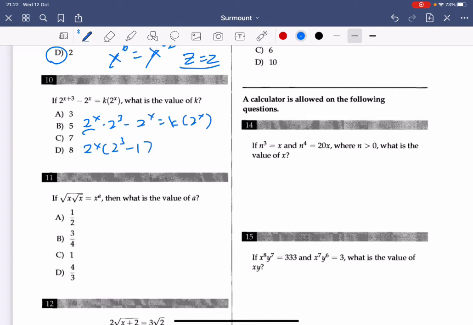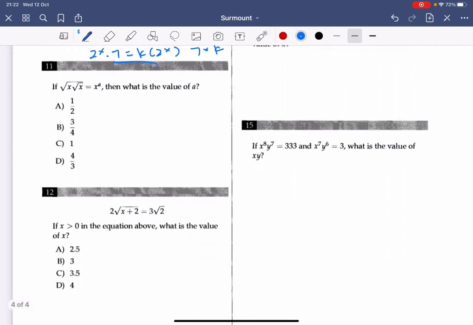2 to the power of 3 minus 1 equals k times 2 to the power of x, right? And 2 to the power of 3 is 8, minus 1 is 7. So 2 to the power of x times 7 equals k times 2 to the power of x. So 7 equals k, and the answer to number 10 is C.